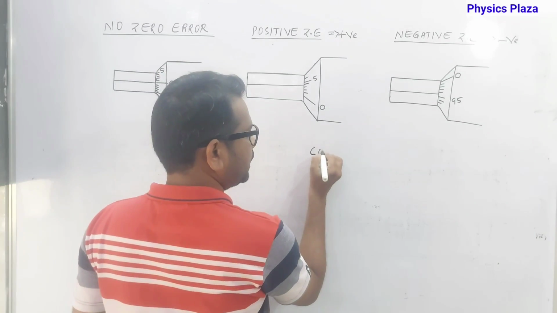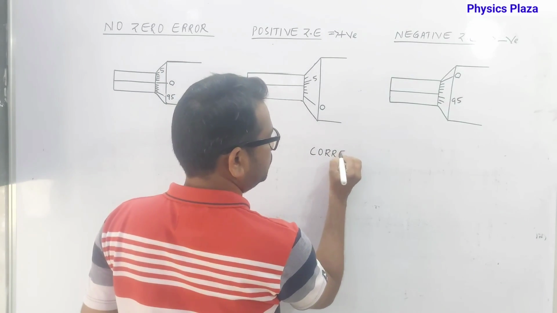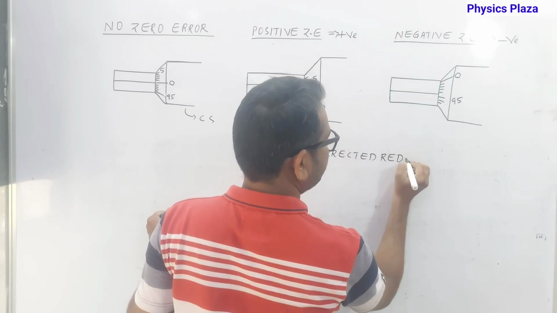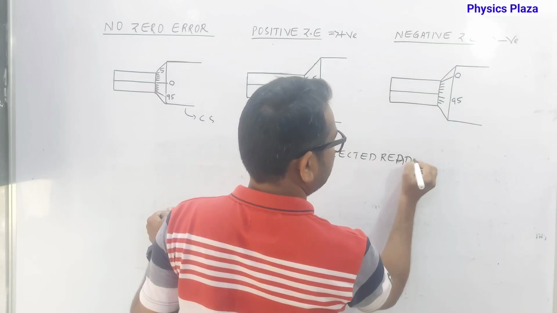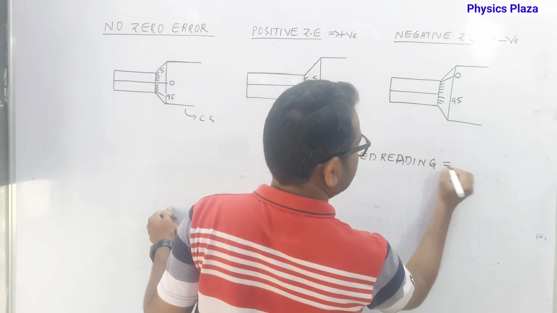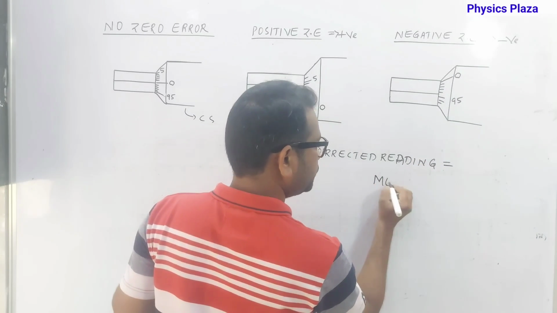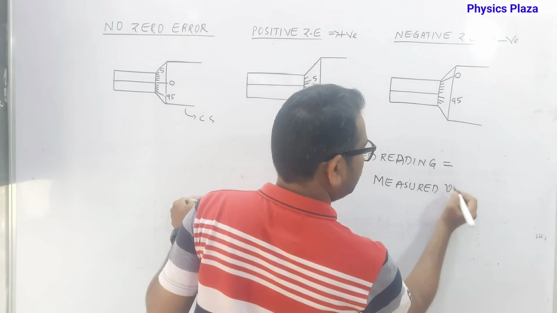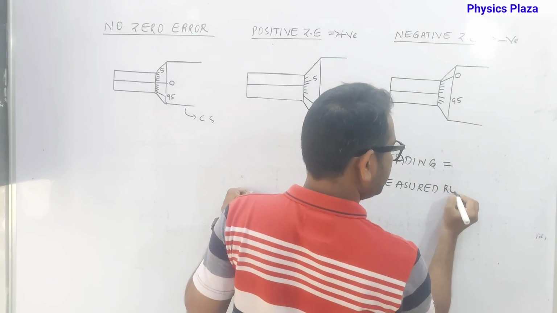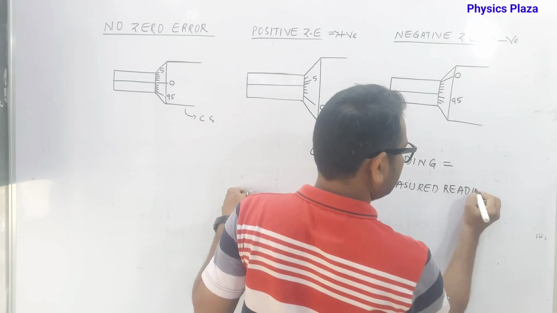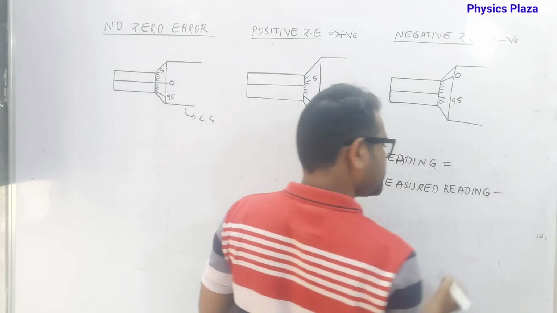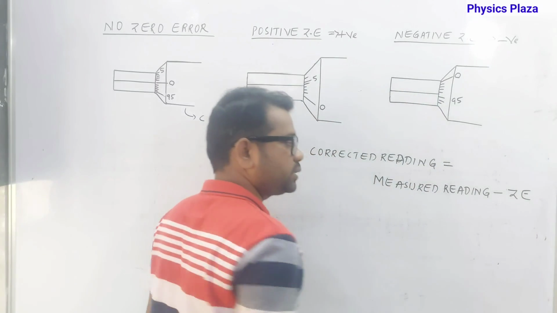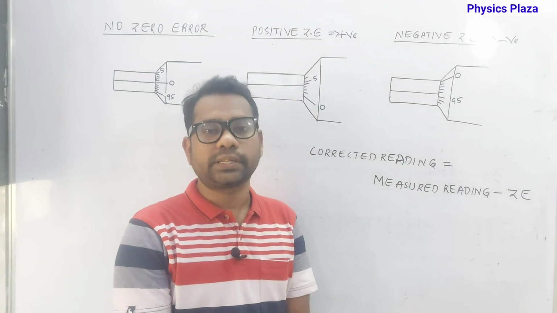Children, corrected reading is equal to measured reading minus zero error. Always minus, you always do minus zero error only. Minus zero error, let us say.